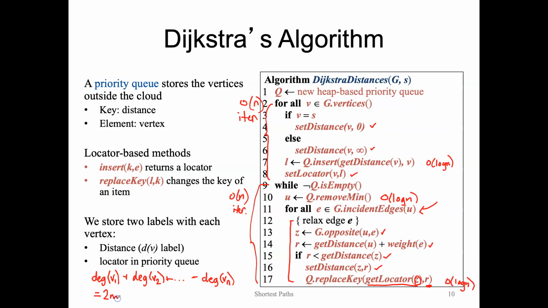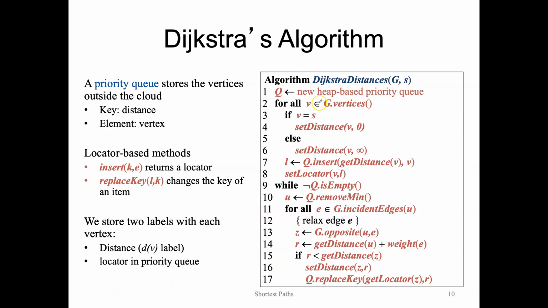So the total running time here we have for the first 8 lines, let me remove this, we have n iterations, and all operations here are constant time except for this one, which is log n time. So the total running time for them is n log n.